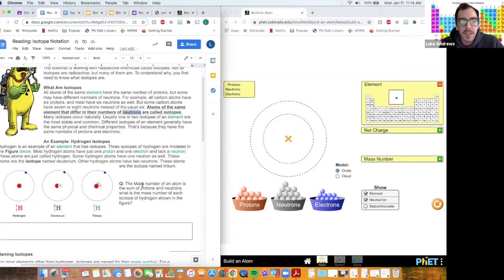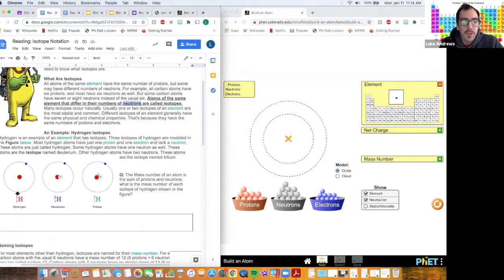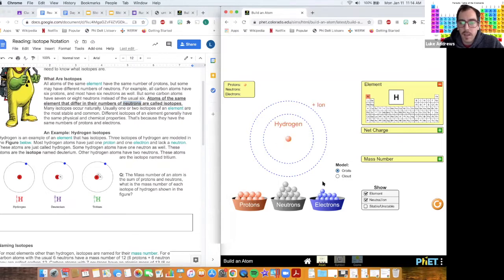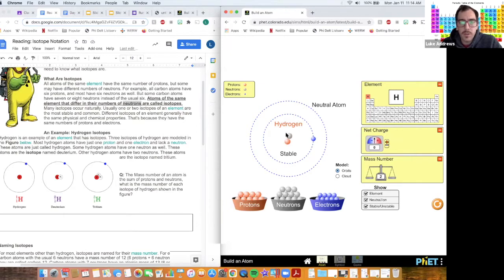The first example that they give you for isotopes gives you these three different types of hydrogen. And I can show you here, if I throw in a proton and I throw in a neutron, that is our typical hydrogen atom. Atomic mass of 1, atomic number of 1, and an electron makes this a neutral atom. Cool. So if we put in a neutron, hydrogen stays hydrogen. The atom stays neutral because neutrons don't have a charge, but our mass number went up by 1.